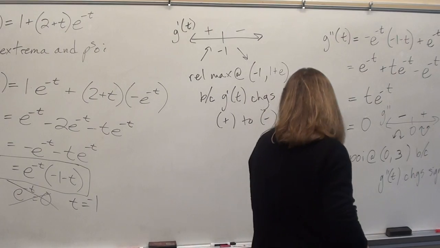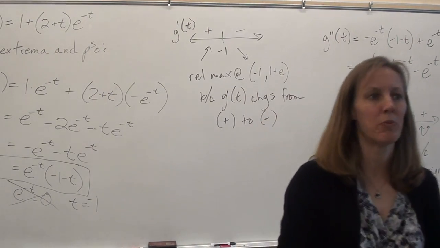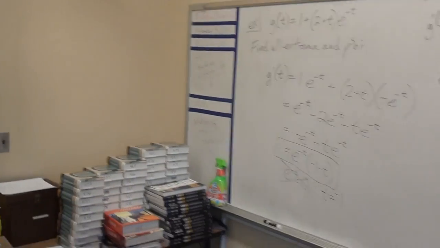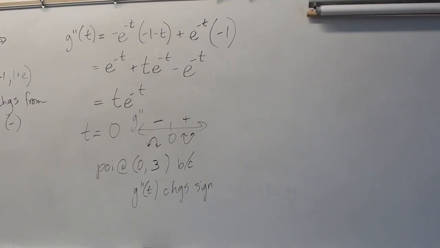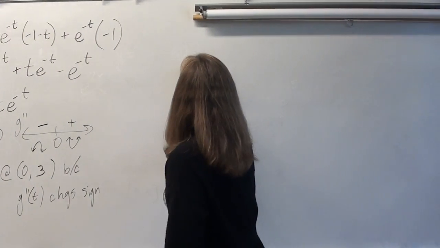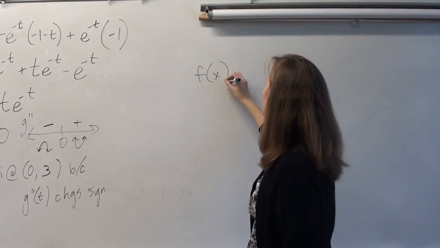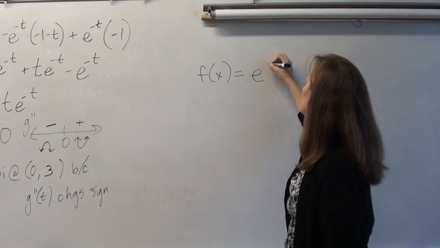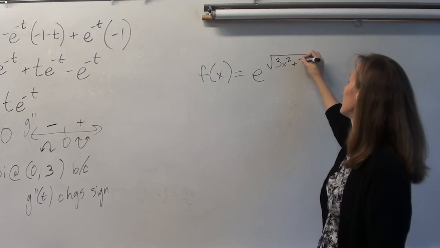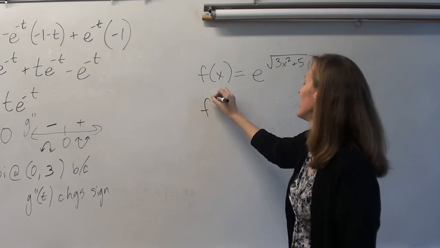Before we move on and do another relative extreme or point of inflection problem, which we are going to do in a moment, let's just have fun and do one more e derivative. Let's just see if you get them. Suppose f of x equals e to the square root of 3x squared plus 5. I want you to find f prime.